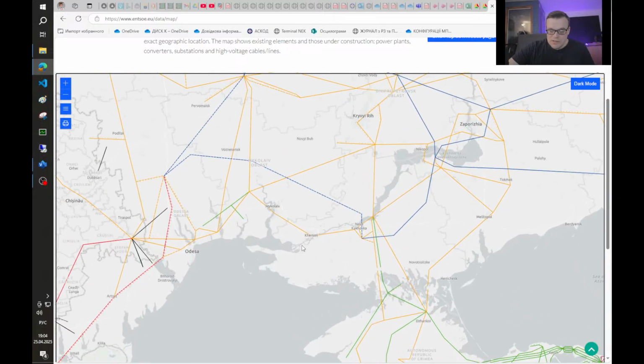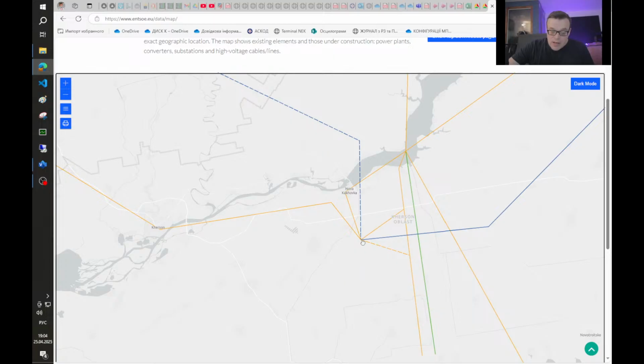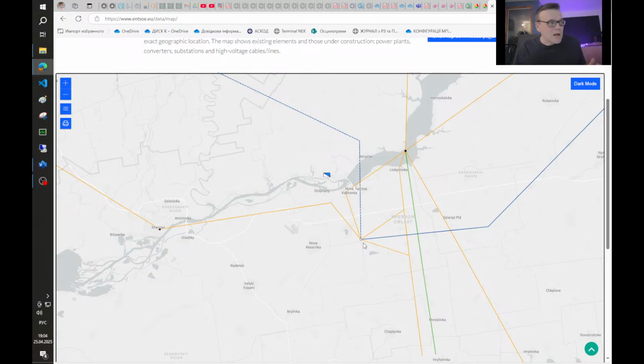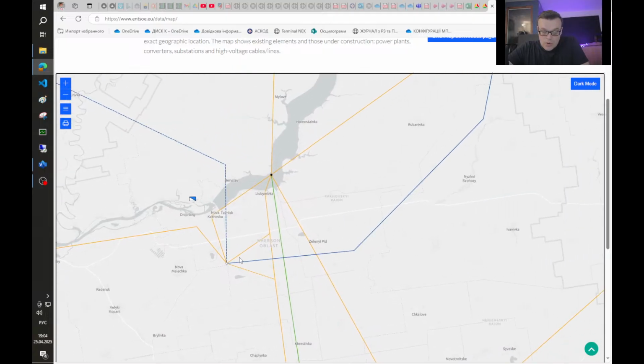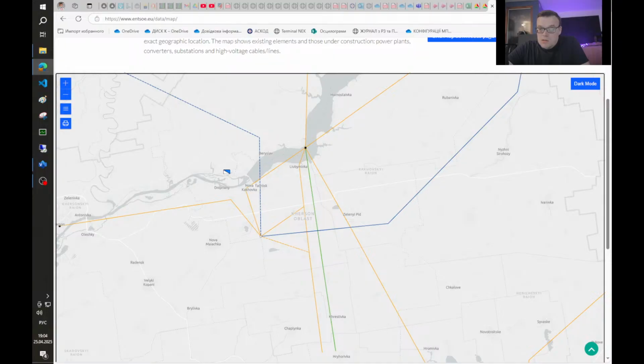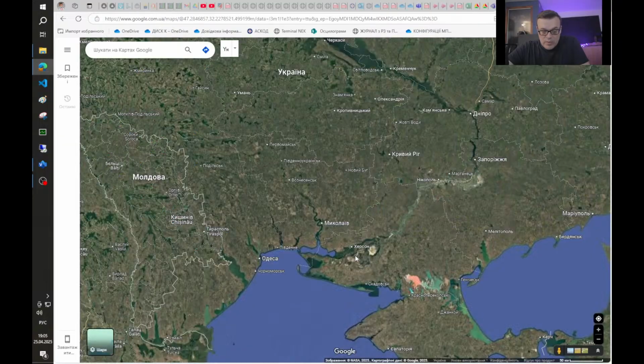This river Dnieper and this territory are now occupied. So I don't want to show substations on territory that is controlled by Ukraine. But this substation was one of the newest. This line was commissioned just before the war. So let's look at Google Maps.